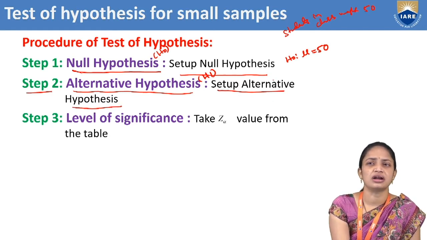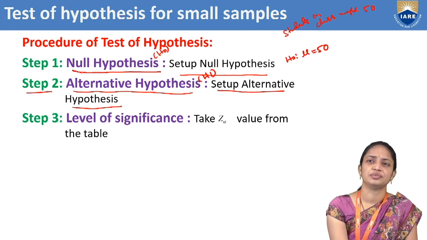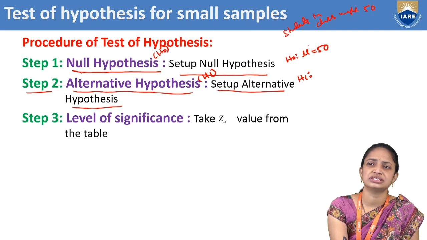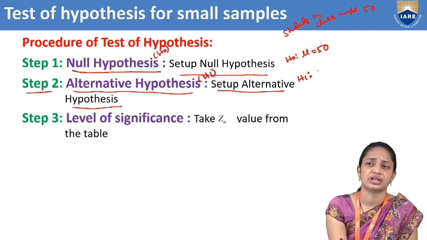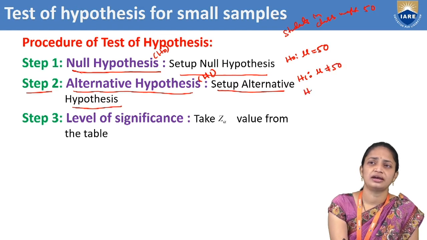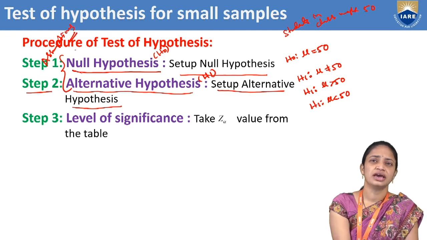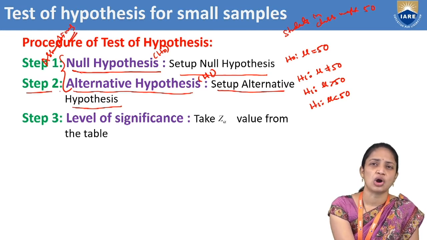Here we need to set up the alternative hypothesis. So what is the alternative hypothesis? It is opposite to the null hypothesis. In the null hypothesis we have taken mu equal to 50, but the alternative hypothesis is the opposite, so we take mu not equal to 50, or mu greater than 50, or mu less than 50. Remember one thing: these two are only assumptions. Here we are assuming the null hypothesis and the alternative hypothesis.